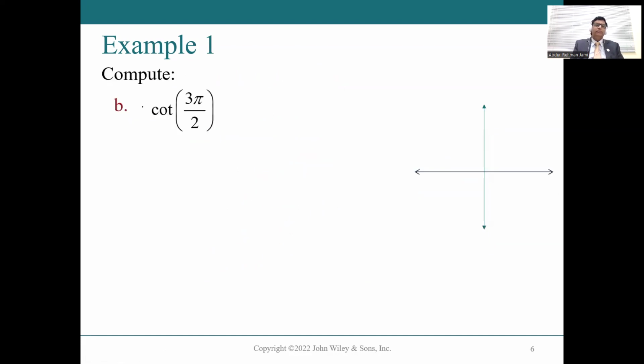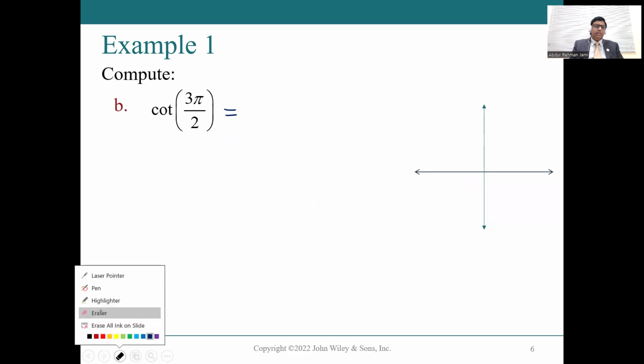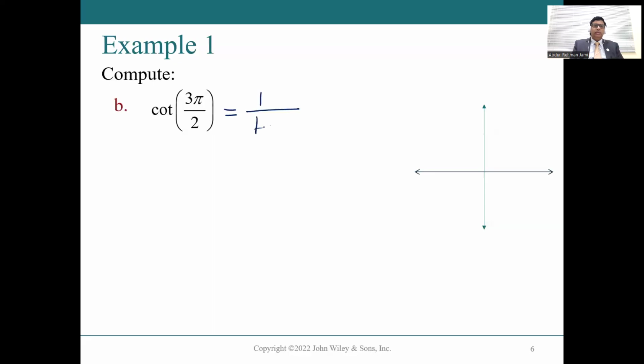This question, in the form of tangent, we write it. 1 over tangent 3 pi over.